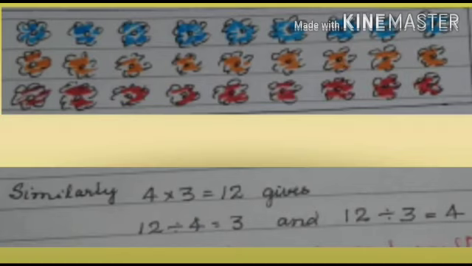Similarly, 4 into 3 is equal to 12 gives us 12 divided by 4 is equal to 3 and 12 divided by 3 gives us 4. So you see children, for each multiplication statement of whole numbers, there are 2 division statements. Write division statements for the following multiplication statements.